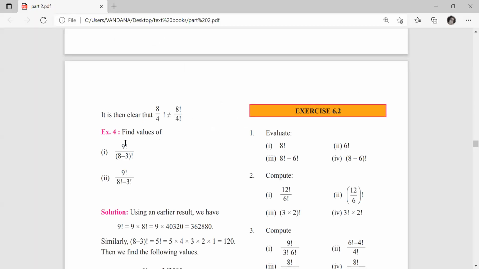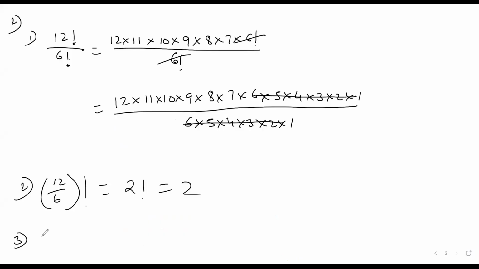Then the third one, 3 into 2 factorial. 3 into 2 factorial. It is 6 factorial. That is 720.